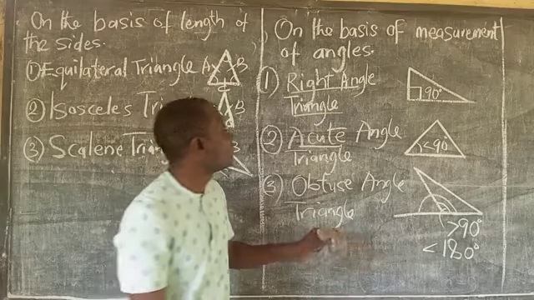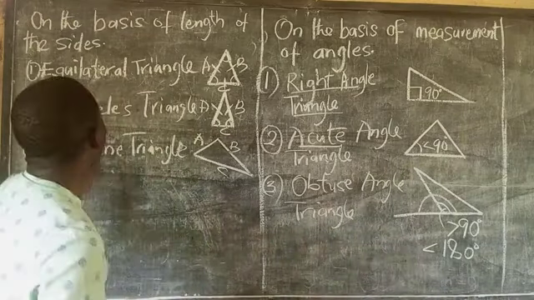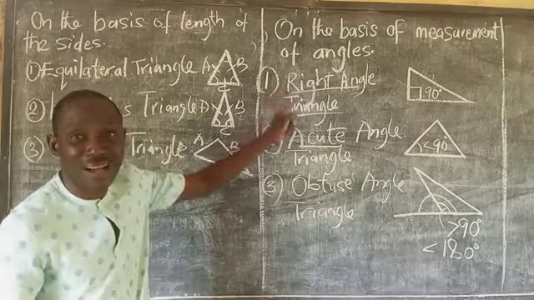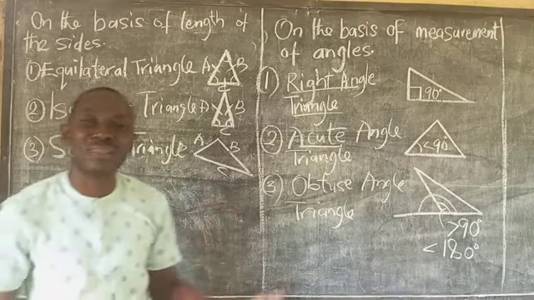So this is the classification of triangles in terms of the measurement of their angles. I think anytime you see any of these figures, you'll be able to identify them based on this classification.